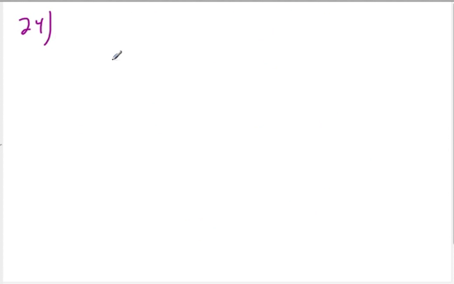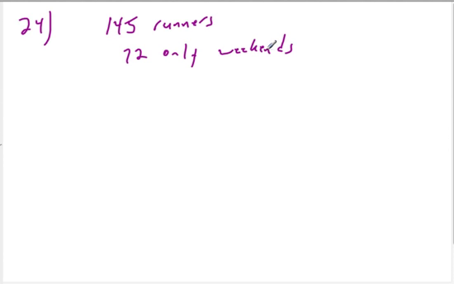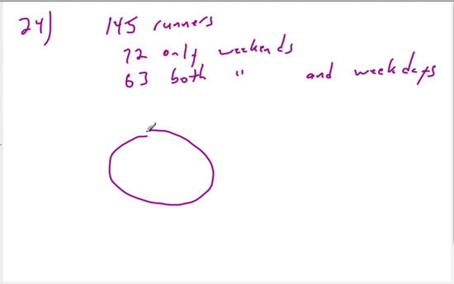Number 24. Of 145 runners, 72 run only on weekends, 63 run both weekends and weekdays. And our question is, how many of the runners run only during the week? This type of problem is easily solved with a Venn diagram. So make two circles here. Those are pretty ugly circles, but you get the idea. So there's 145 runners total. We'll get to that number in a moment.